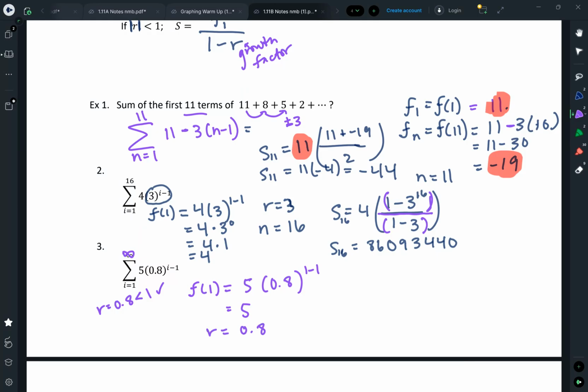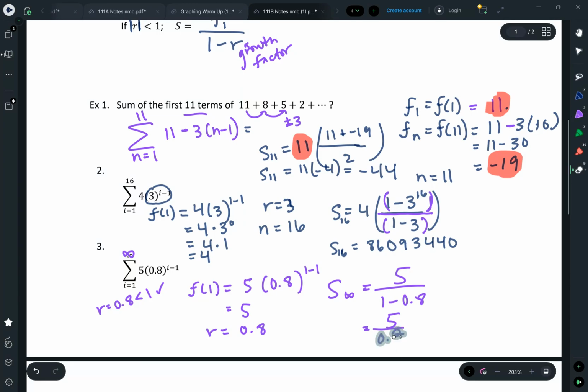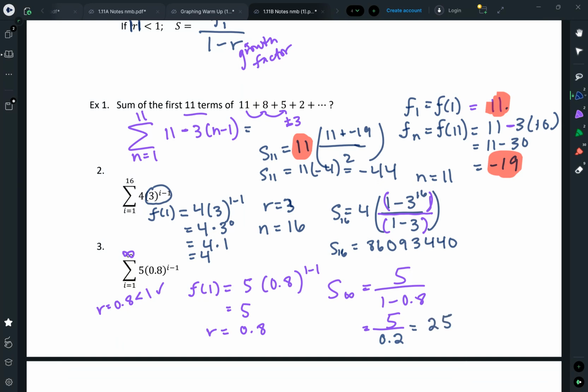And then to find my sum of the infinite series, it is f1, which is 5, over 1 minus 0.8. So 5 divided by 0.2, which is, I don't know why I made the 2 so weird. Let's fix that. It almost looks like an exponent or something. 5 divided by 0.2, or 2/10, and so we should get 25.